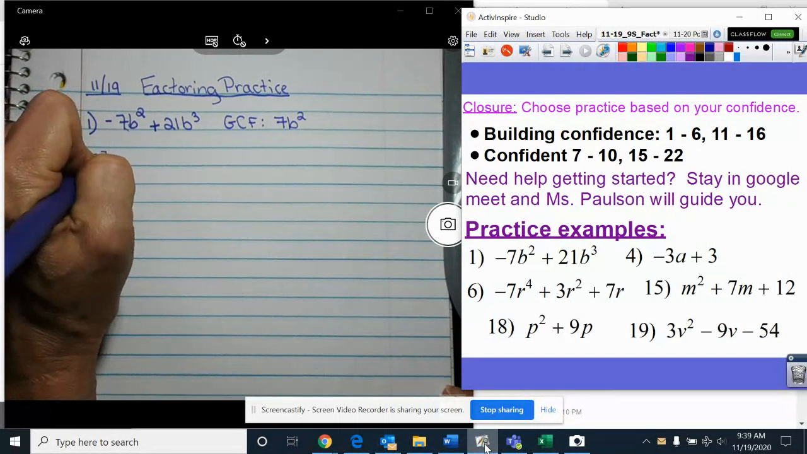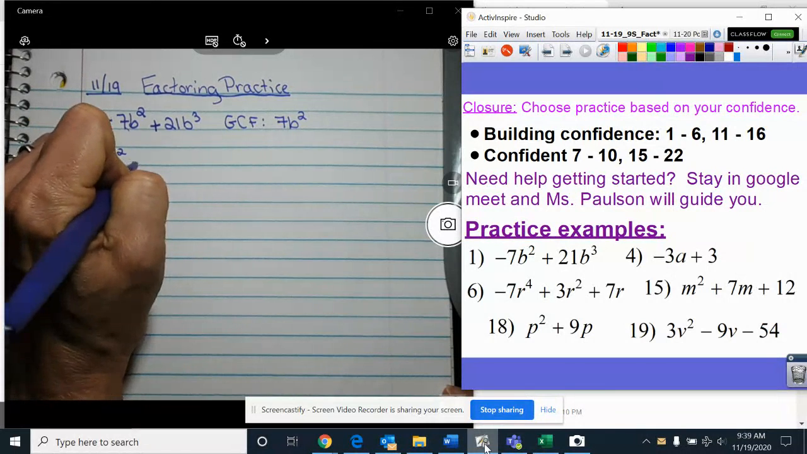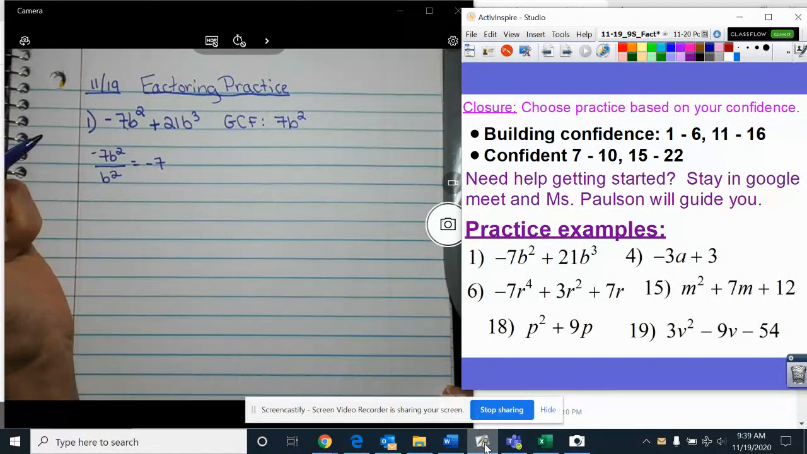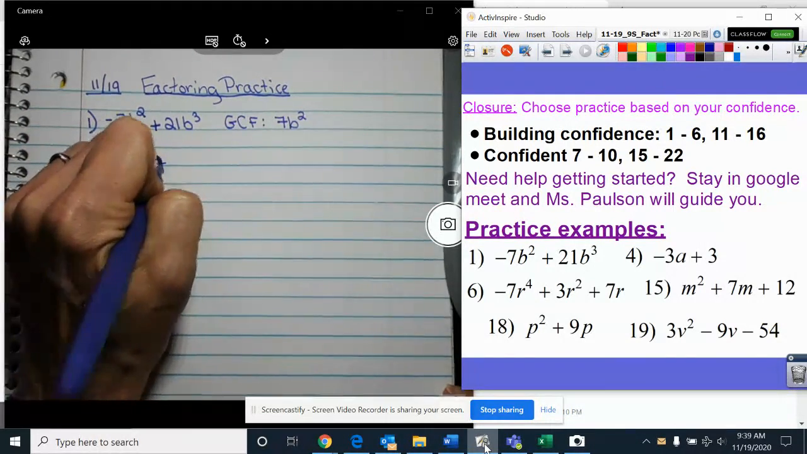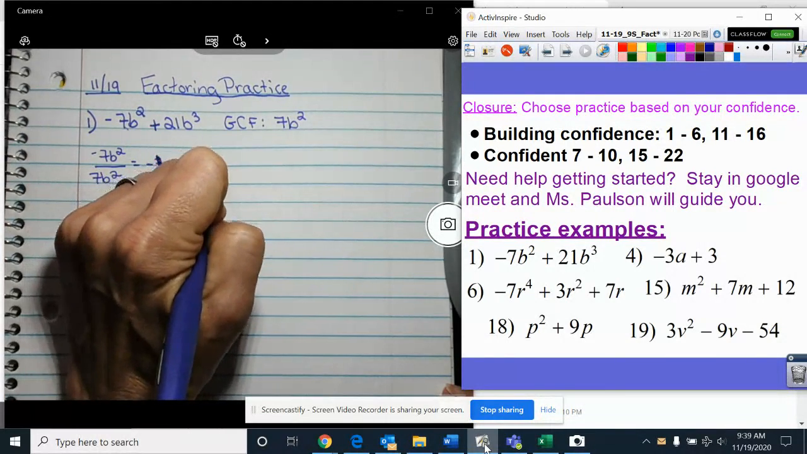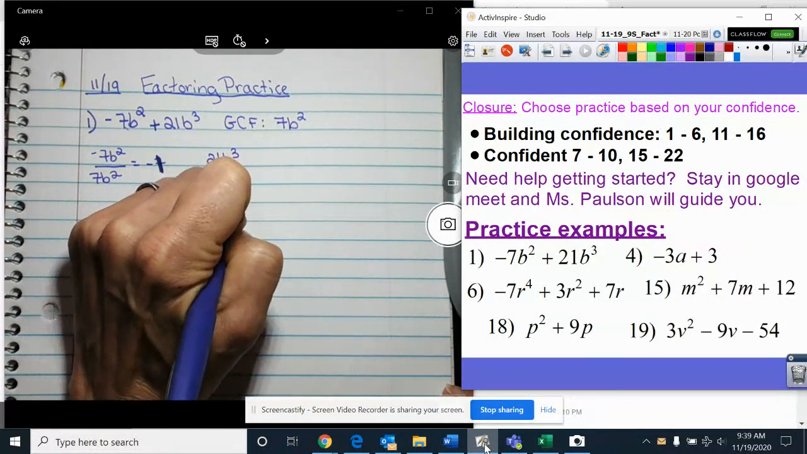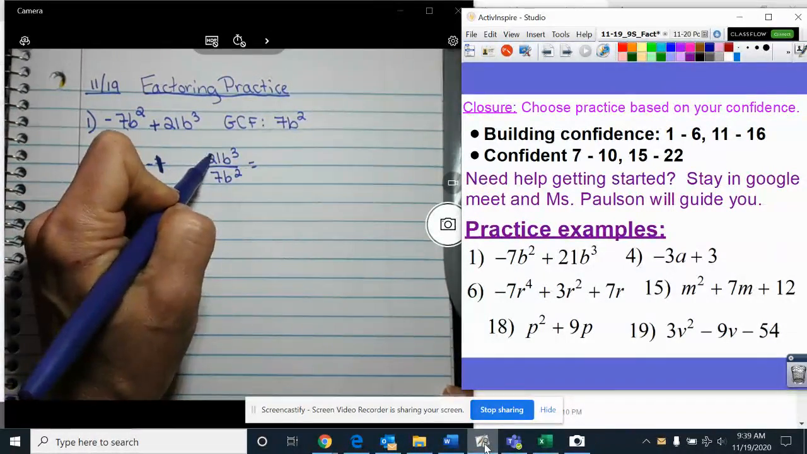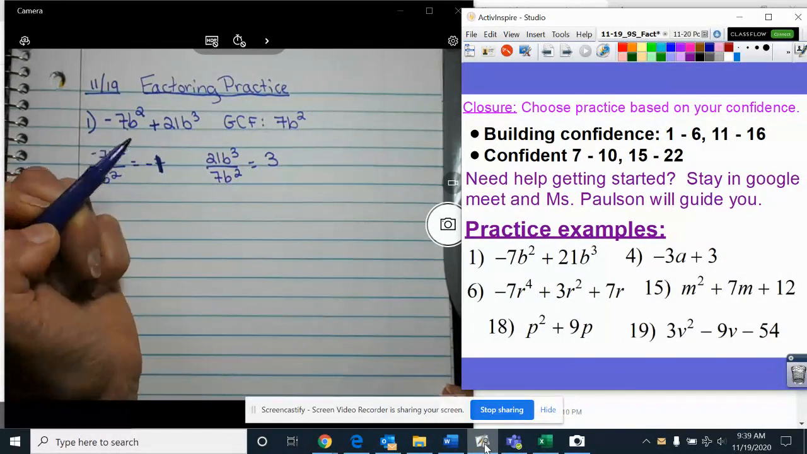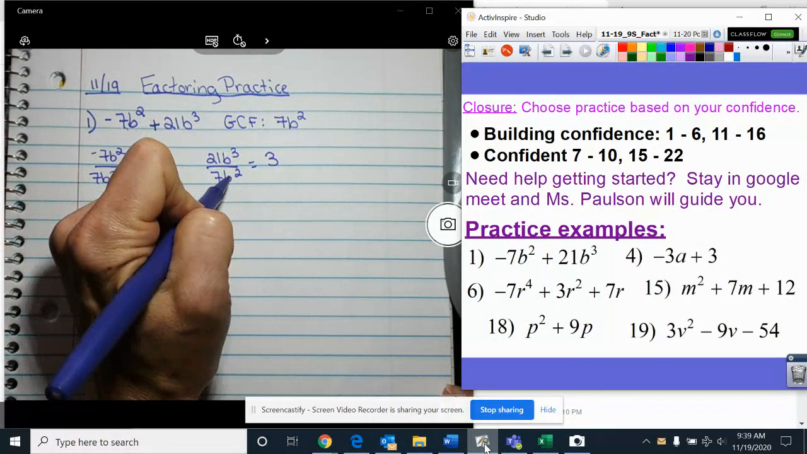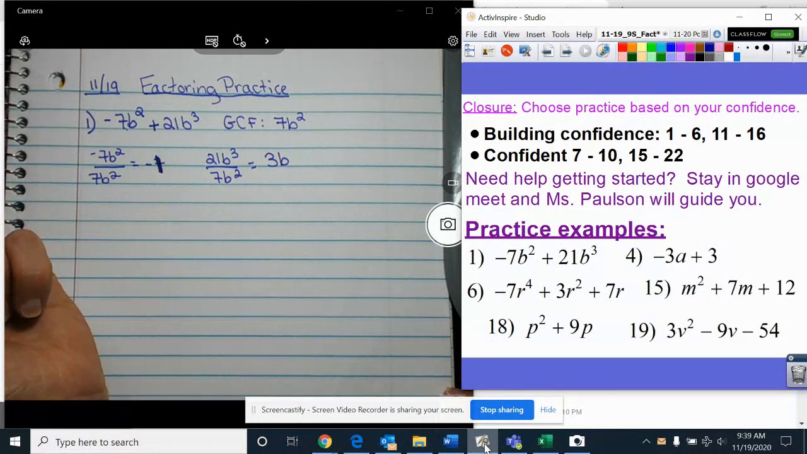So negative 7b squared divided by 7b squared is equal to negative 7. Oops, I forgot the 7. So it's negative 1. My apologies. And then 21b to the third power divided by 7b to the second power. Well, 21 divided by 7 is 3. And then b cubed divided by b squared, there's just one b left.